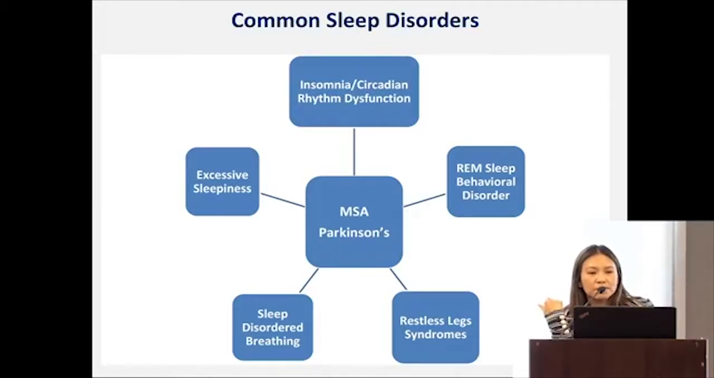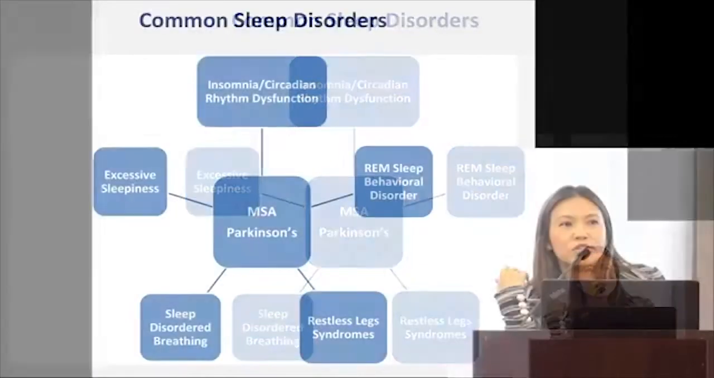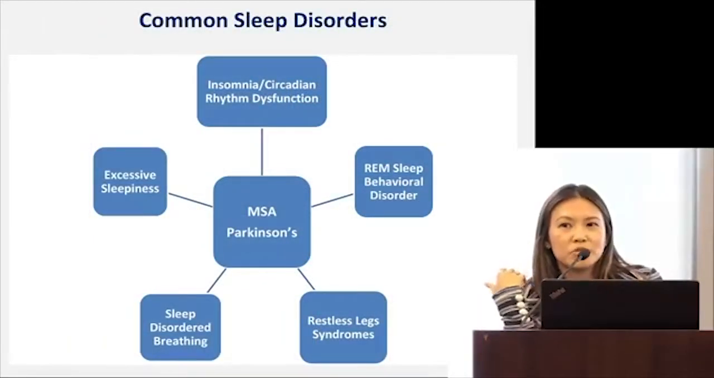The other common one is the REM sleep behavior disorder. This is a condition where during sleep, especially during deep sleep, when people are dreaming, people are normally paralyzed, but in REM sleep behavior disorder, people act out their dreams. So the dreams can be quite violent to the point where they can harm themselves or their bed partners.